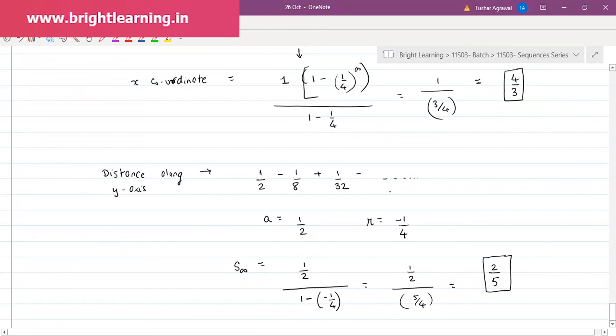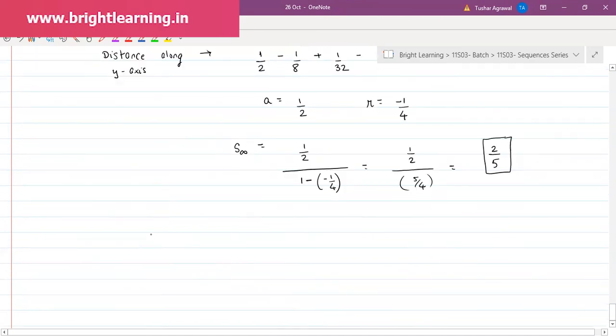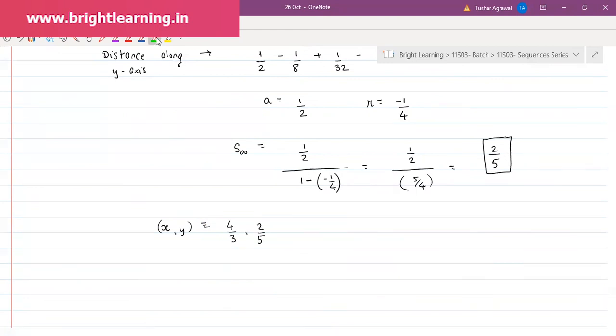Is it clear? Yes, sir. So the x and y coordinates will be 4 upon 3 and 2 upon 5. The point where it will converge will be equal to 4 upon 3 and 2 upon 5.